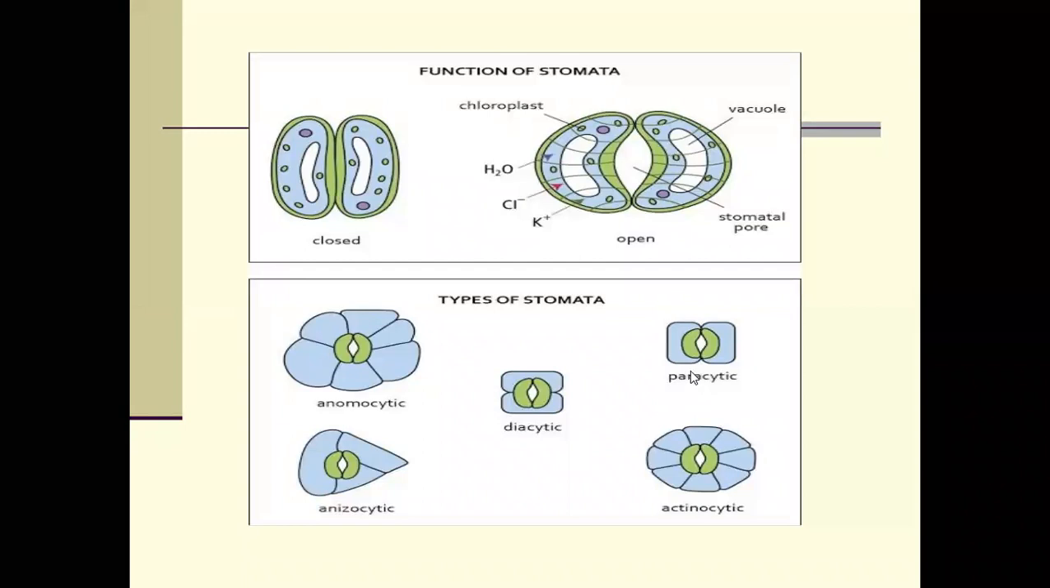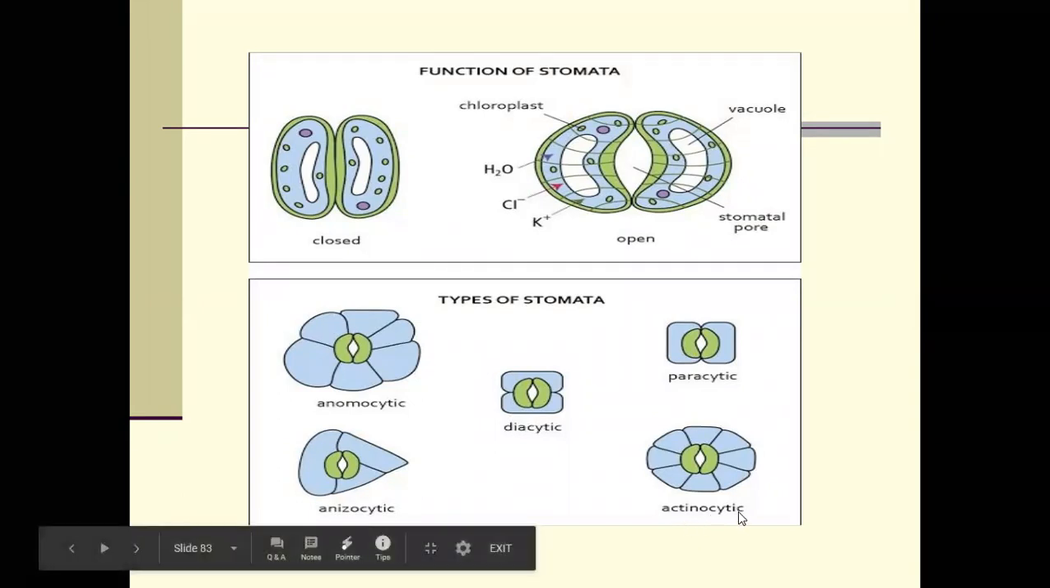And the fourth one is paracytic stomata. In paracytic stomata also 2 subsidiary cells are present. The 2 subsidiary cells are arranged parallel to the guard cells. They are arranged parallel to the 2 guard cells, so it is called paracytic.